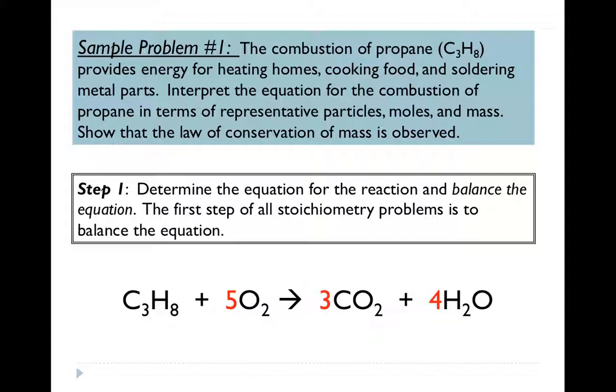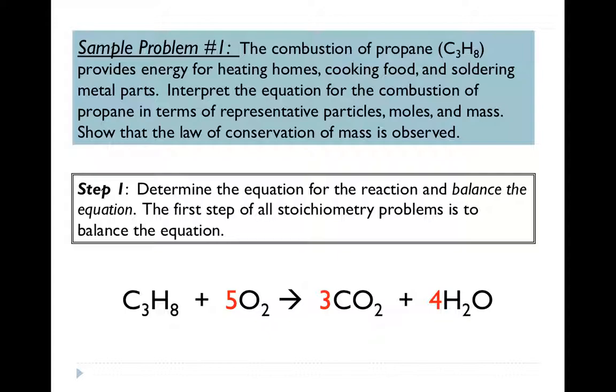It says the combustion of propane provides energy for heating homes, cooking food, and soldering metal parts. Interpret the equation for combustion of propane in terms of representative particles, moles, and mass, and show that the law of conservation of mass is obeyed. So one thing about stoichiometry is you always must start with a balanced equation. Always, always, always. You have to know what the relative mole amounts are. Sometimes you'll be given the equation balanced outright. Sometimes you'll be given the skeleton equation and you have to balance it. But the first thing you do is you have a balanced equation.